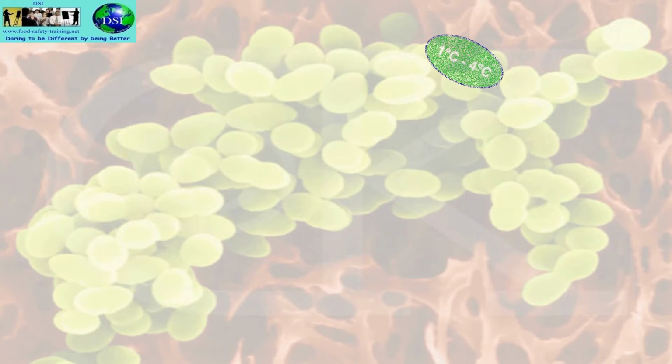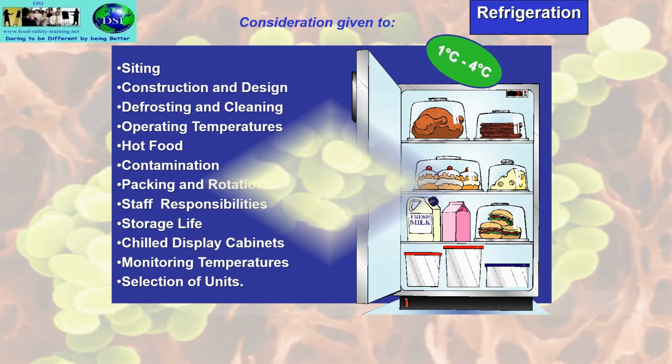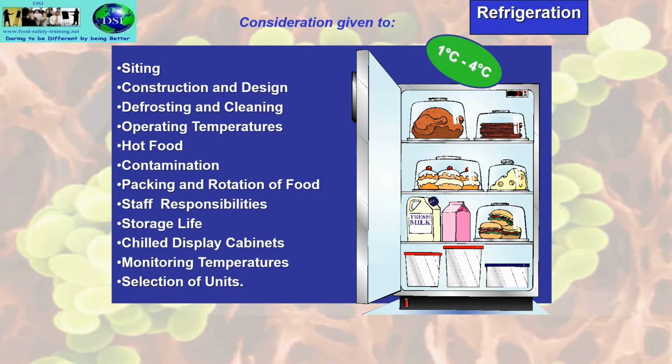Consideration must be given with fridges to the siting of it, so you don't want to keep it in a warm room. Construction and design of the fridge, defrosting and cleaning, operating temperatures. What do you do with hot food? Obviously, you need to cool it first before you refrigerate it, unless you've got blast chillers. You need to look at the contamination possibilities, packing and rotation of food, staff responsibilities, the storage life of the food products, the chill display cabinets, if you're using them, monitoring temperatures, and the selection of units.